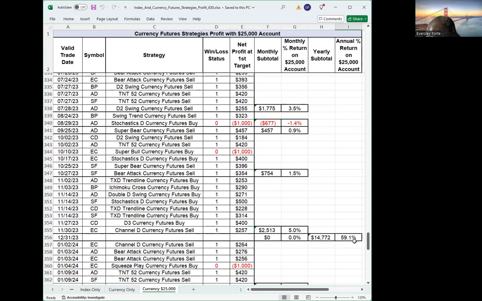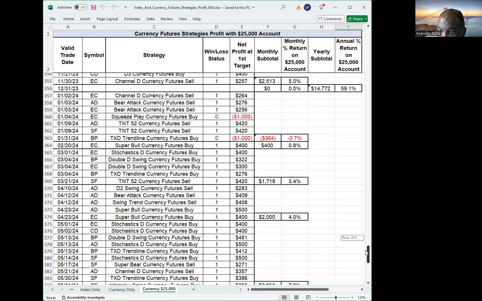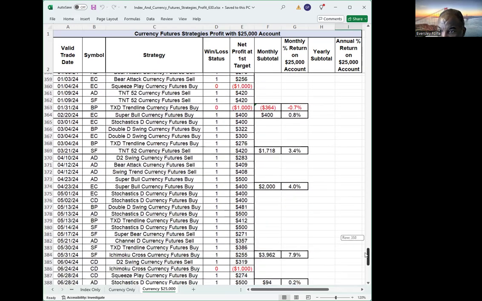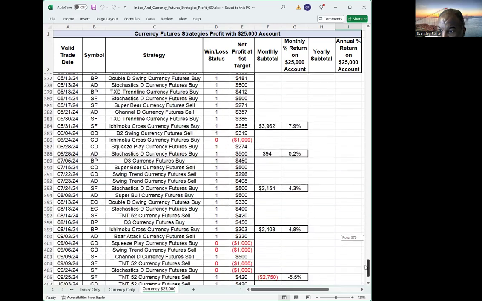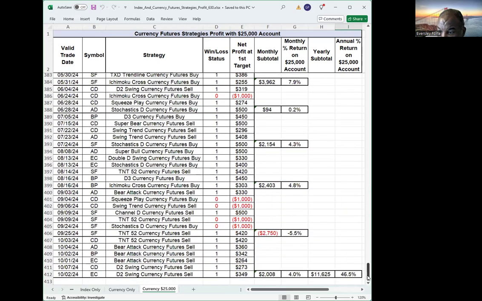And we're up to a 59% return. And for this year so far, we've had an amazing year so far. And this was the one month we really had any kind of significant negative, was September.